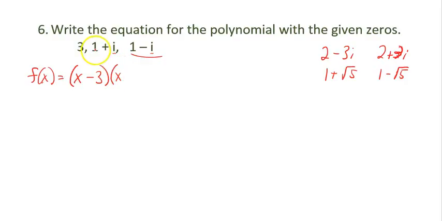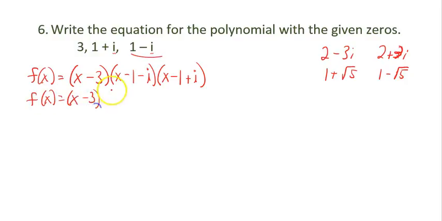So x, and then here you change the sign of the 1, so minus 1, and then you change this sign as well, so minus i. And then you do the other one the same way. Change the sign of the 1, so x minus 1, and change the sign of the i, so plus i. And so once you have everything backed up, you multiply it out. You can only multiply 2 parentheses at a time. And I'm just going to bring down the x minus 3 and save it till the end, because I think once I multiply these two out, a lot of things will cancel or combine.